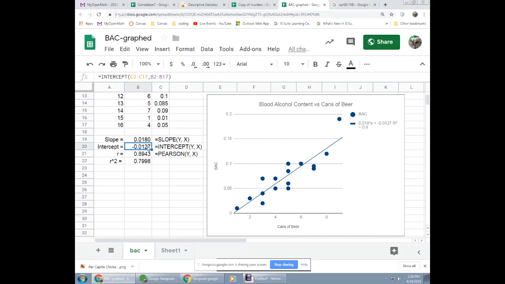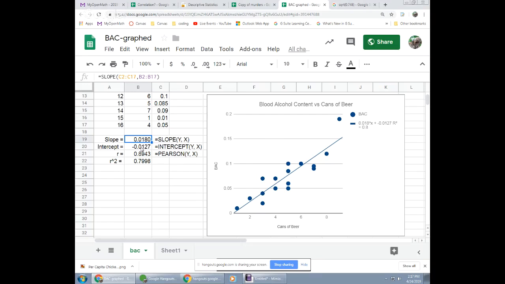and negative 0.0128. So if you didn't drink any beer, then you would have a negative blood alcohol content. So unfortunately, that doesn't make sense here. And r, the correlation coefficient, is almost 0.9, which is a pretty strong correlation here. We have sufficient evidence in terms of modeling this with a line and having this slope be something relevant to the problem.